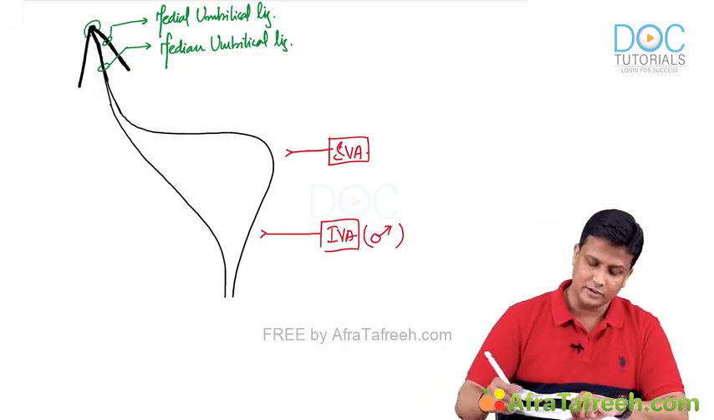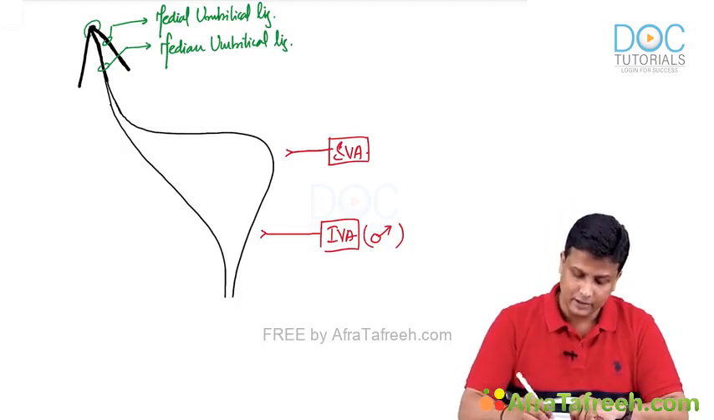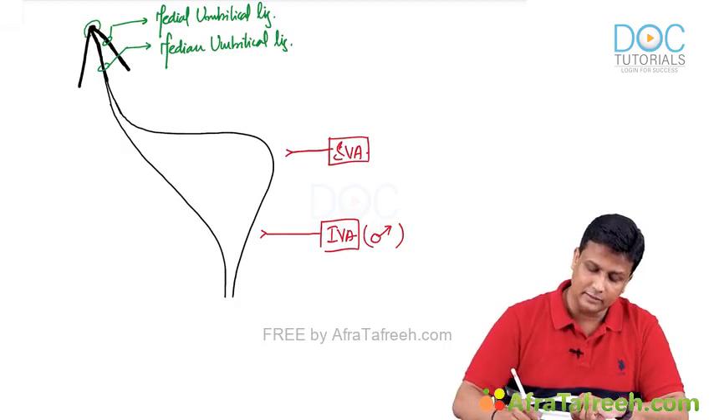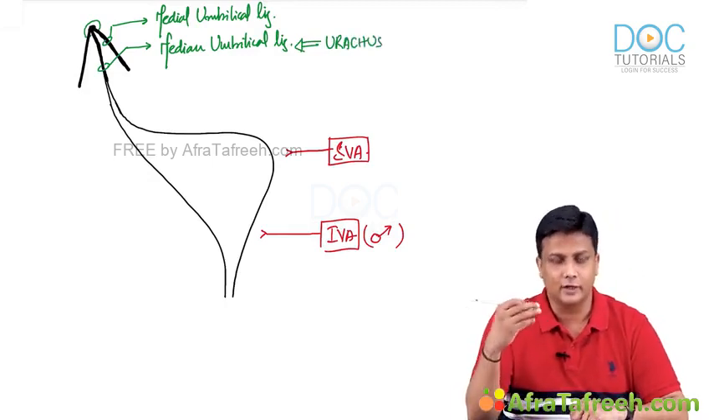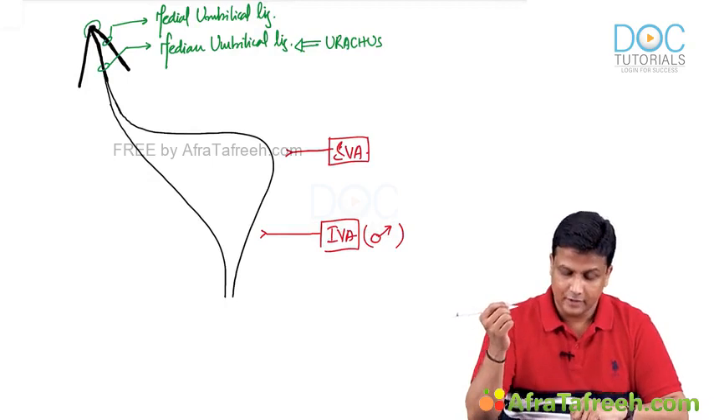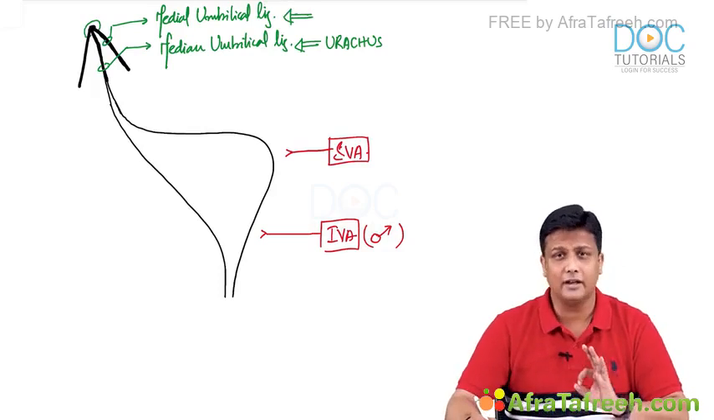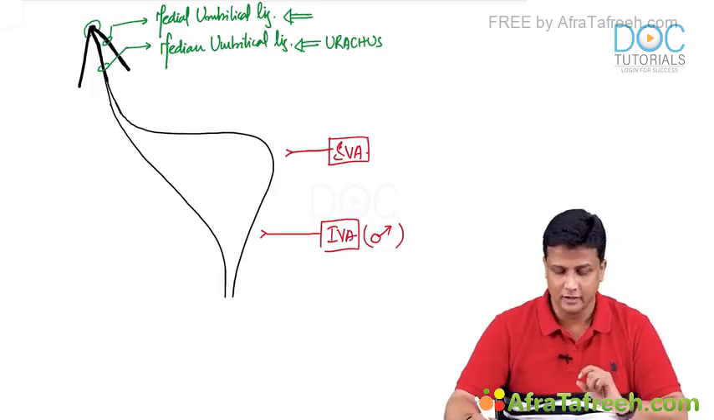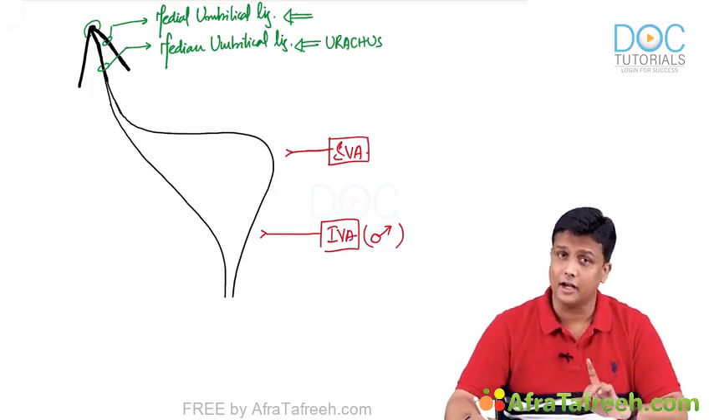The second point to remember is, what is the median umbilical ligament actually representing? Remember, the median umbilical ligament is representing the urachus. I hope you are able to recall from embryology, the urogenital sinus and the urachus part. Whereas the medial umbilical ligament is a remnant of the umbilical artery. I know 99% of the students will answer that: the medial umbilical ligament is a remnant of the umbilical artery.